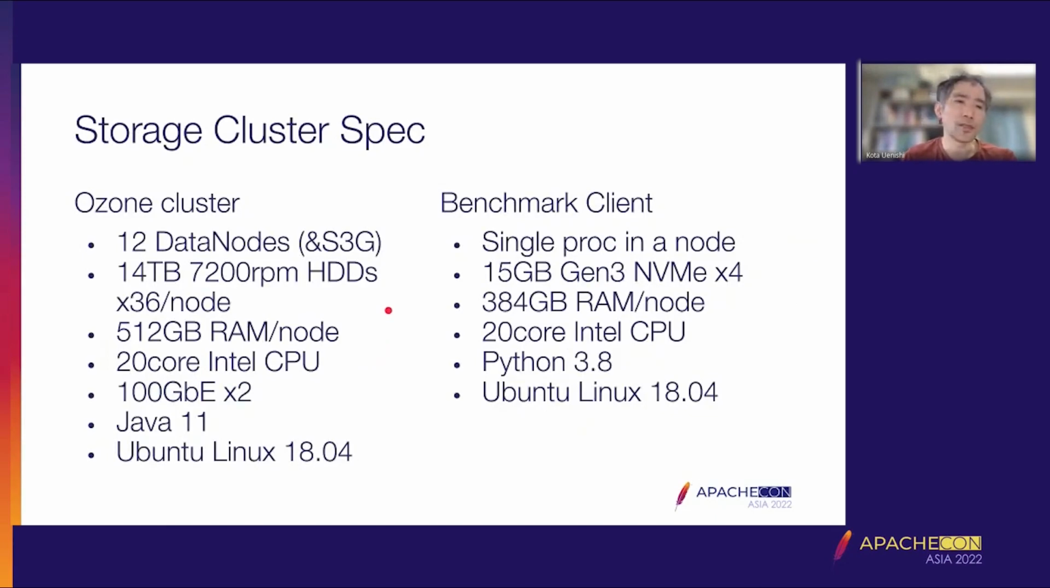So this is our Ozone cluster that runs the benchmark in the previous slide. We have 12 data nodes, and each data node has 36 14-terabyte hard drives. So I think we have more than 300 hard disk drives, and each node has 512 gigabytes RAM, and the CPU is not that fast. It's a Xeon Silver CPU, and the network is fast. We have a 200 gigabit Ethernet network card, and all of our network is built on top of 100 gigabit infrastructure. And the benchmark client has 4 NVMe drives, so that is very fast, and the same Intel CPU as the Ozone cluster.